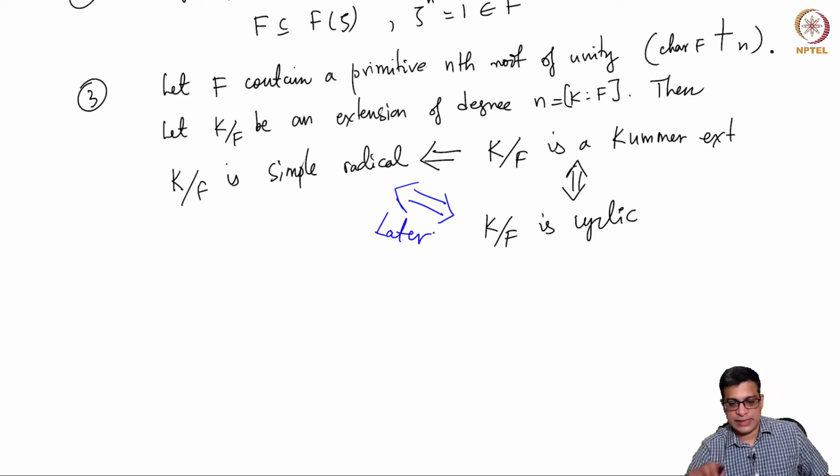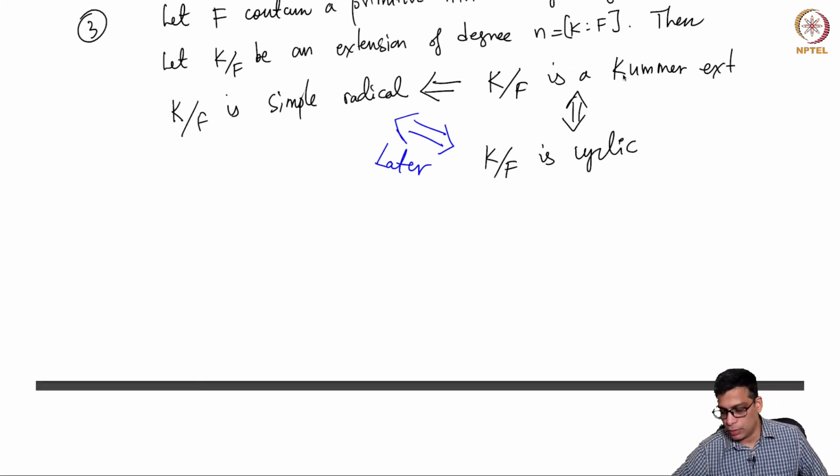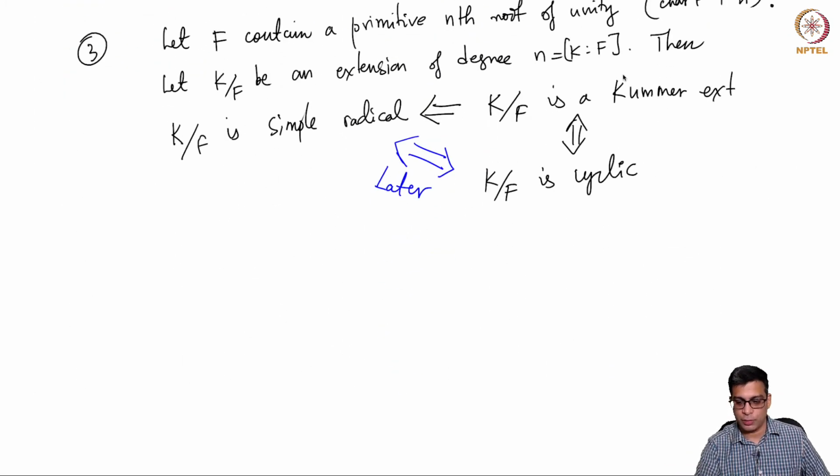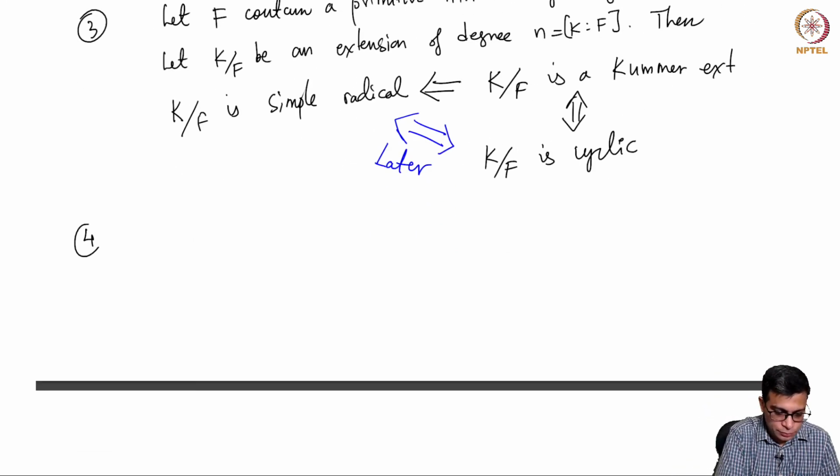Okay, so this is our crucial observation, that simple radical extensions and cyclic extensions are sort of identical. Okay, I mean one implies the other. So the extensions that we have studied, namely cyclotomic and Kummer extensions, are simple radical extensions. So let's do one more example.